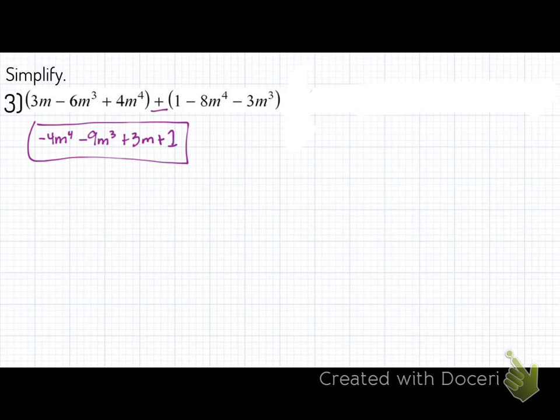Turn to neighbors and talk to them. If you got it right, tell them I got it right. If they didn't get it right, talk about where you made a mistake. Yes, sir? How did you get negative 4? Oh, wait, never mind. It's because we have 4m to the 4th plus negative 8m to the 4th. See that? That's okay. That's good. We're asking questions. Okay, good.